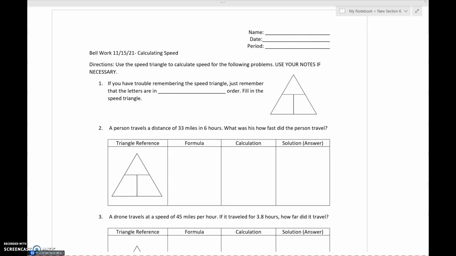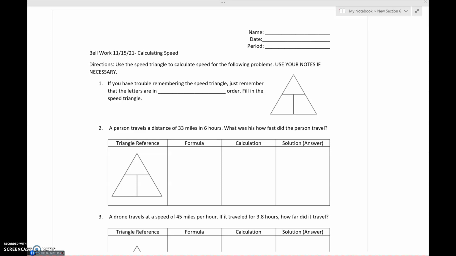This speed triangle is very easy to use once it clicks in your brain, but sometimes it can be a little difficult to get it to click for some people. So if it's not clicking for you yet, please be patient, ask questions, get extra help or extra examples if you need it. All right, so here we go. Let's take a look at number one.